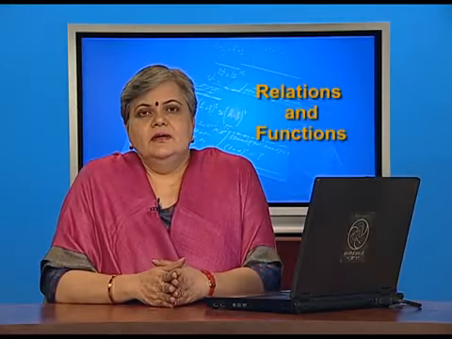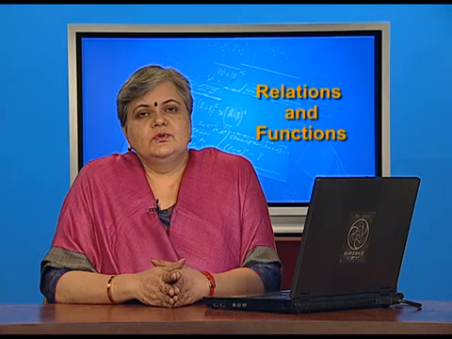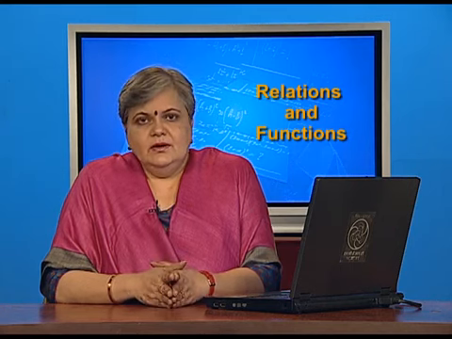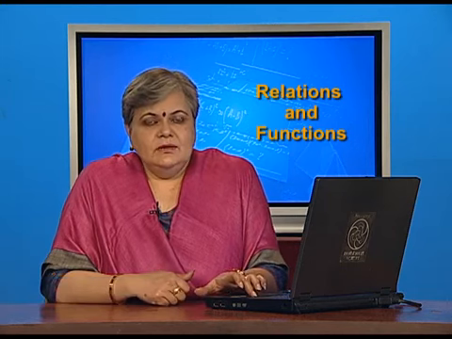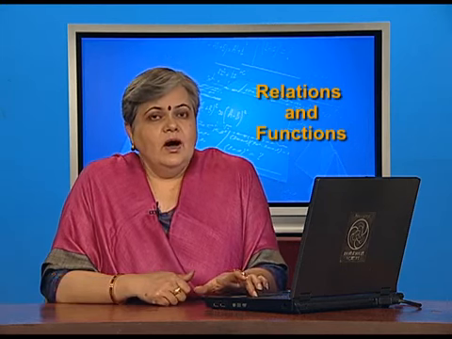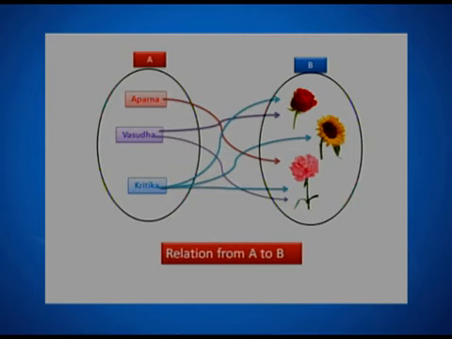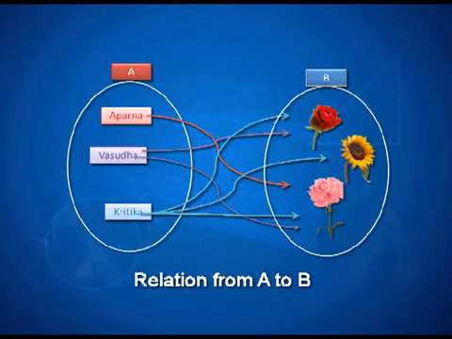Hello viewers. In our previous lesson, we understood what we mean by relation from a set A to a set B. We saw that we can associate elements of a set A to another set B if we know how they are connected, how they are related. So, Aparna liked carnation, Vasudha likes rose and carnation, and the third person may like all the three flowers. Now, today's lesson is about when does a relation become a function.